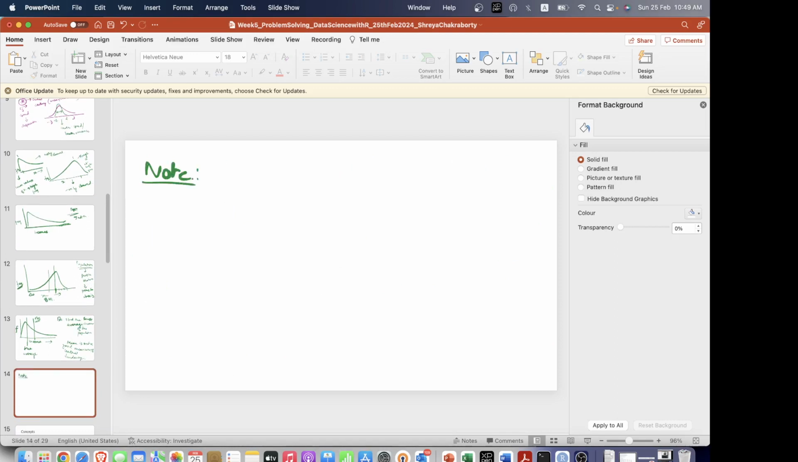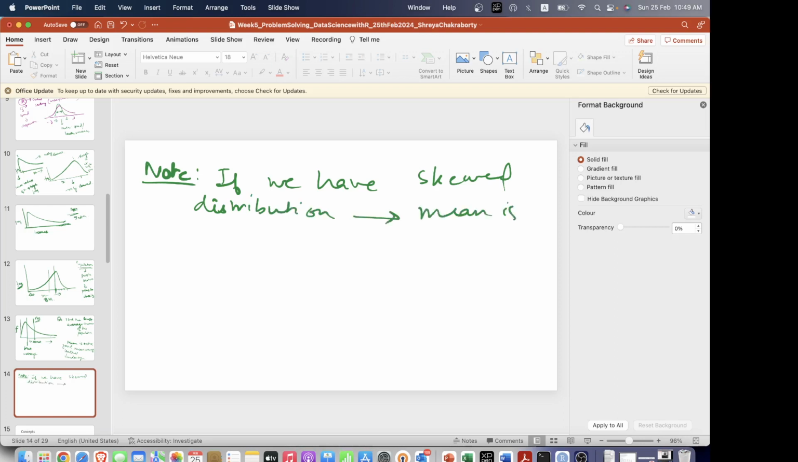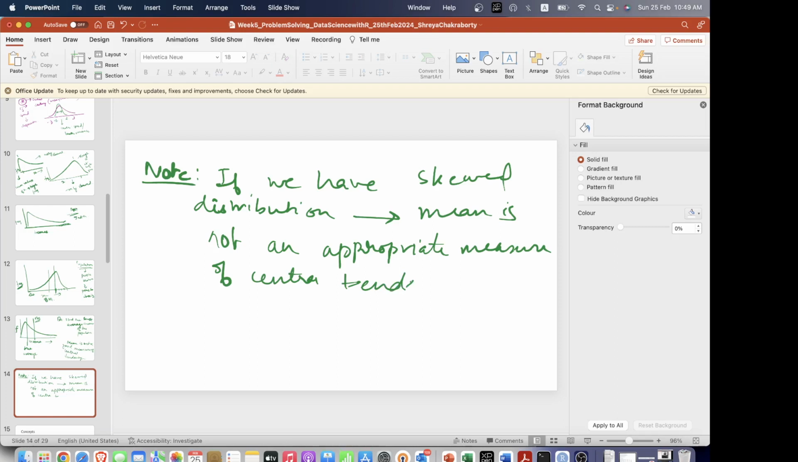So the note here is that if we have skewed distributions, mean is not an appropriate measure of central tendency. If mean is not an appropriate measure, then what should we do? We should opt for median instead. Now what would median do?